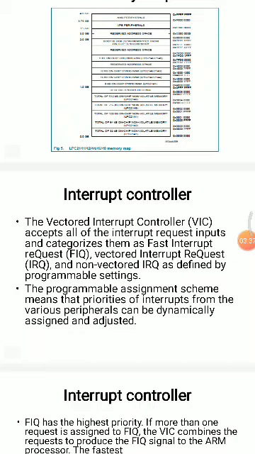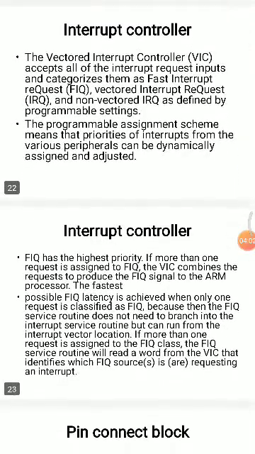The next one is the interrupt controller. The vector interrupt controller, VIC, accepts all the interrupt request inputs and categorizes them as fast interrupt request FIQ, vectored interrupt request IRQ, and non-vectored IRQ, as defined by the programmable settings. The programmable assignment scheme means that the priorities of interrupts from the various peripherals can be dynamically assigned and adjusted.